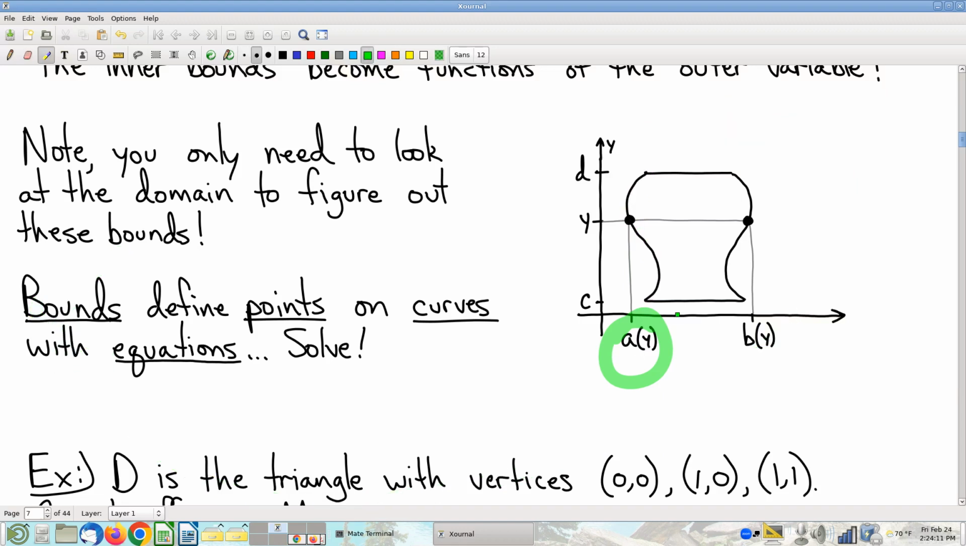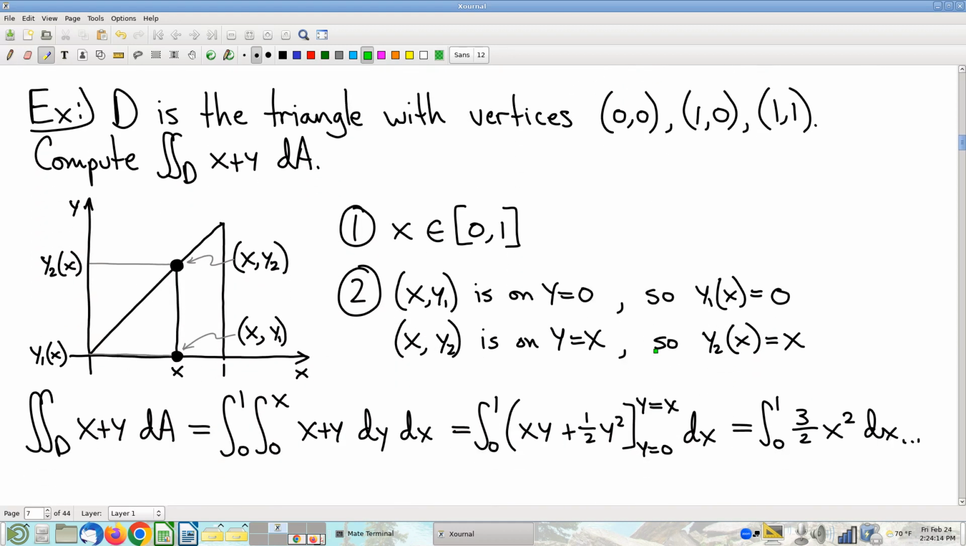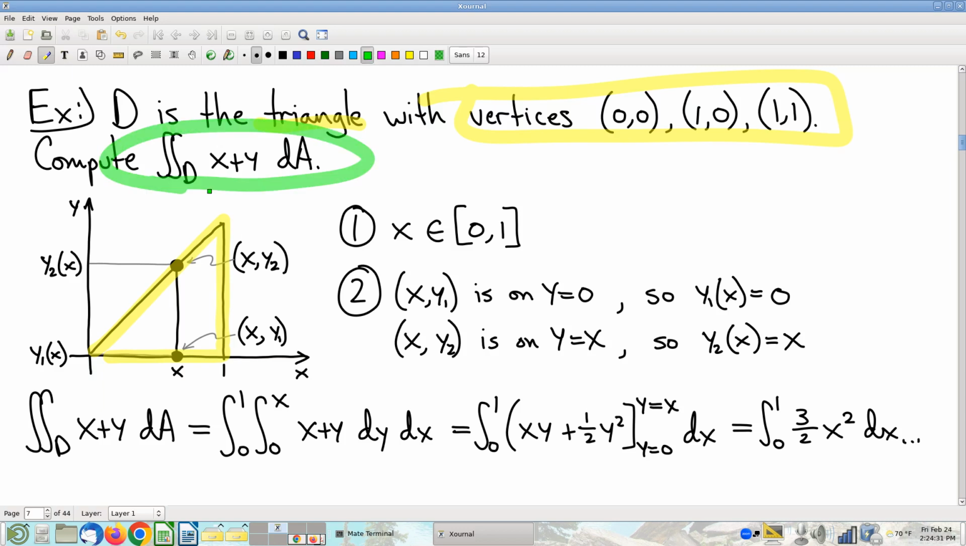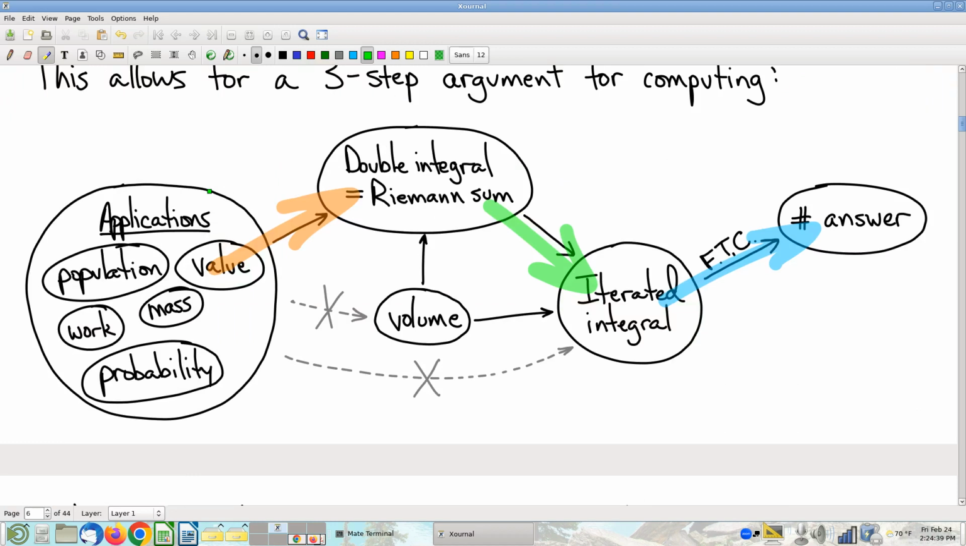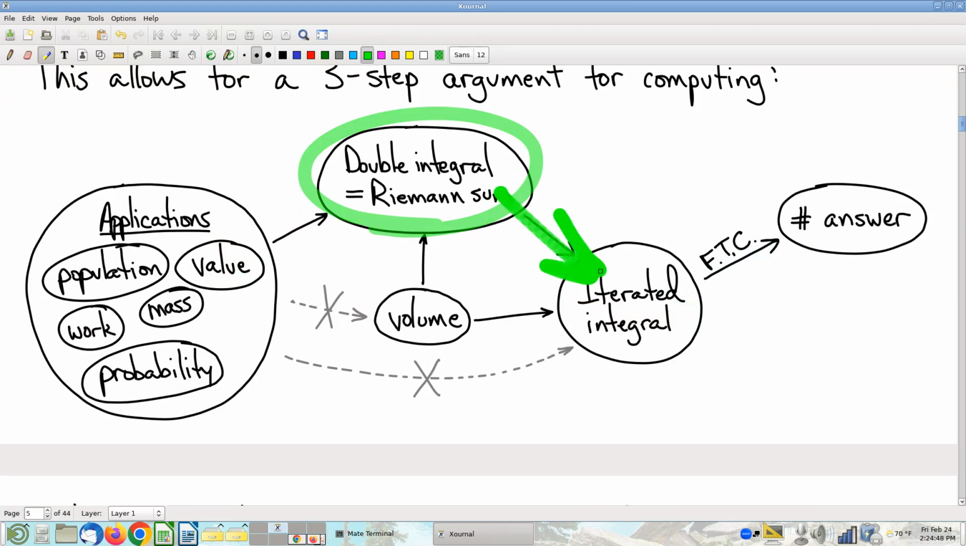Okay. All right. So let's take this triangle right here with certain vertices given. There it is. How are we going to do this double integral on that triangle? Now, before we get into the weeds on this, I want to go back to the strategic diagram here and point out that I'm starting with the double integral. Our goal is to figure out how to write this as an iterated integral.